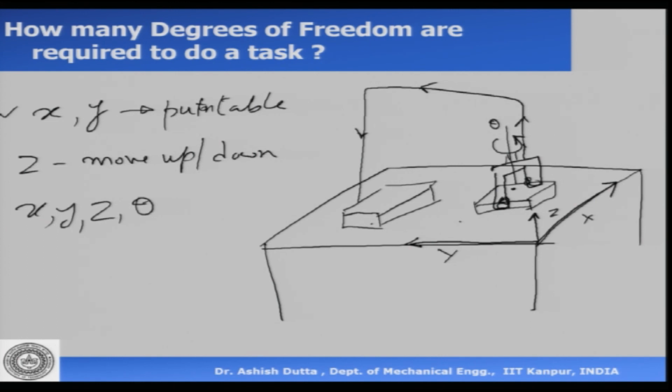So, now coming back to the question of how many degrees of freedom are required for simply picking up an object and putting it on another box on the table, we require 4 degrees of freedom. Most robots, the least you can have is a 4 degree of freedom system. I hope this example clarifies that when we want a robot to do a task, the first question we need to ask is how many degrees of freedom are required to do this task, and the minimum is 4.